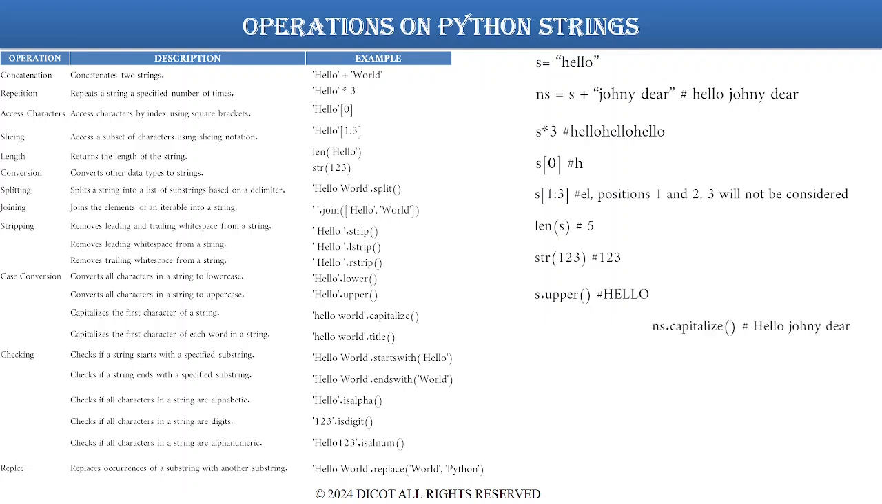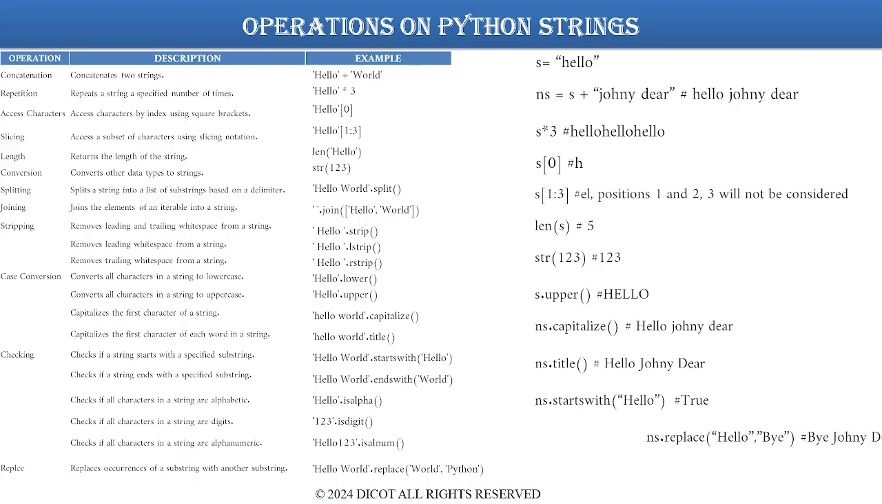ns.capitalize will capitalize the first letter of the string. So, h, which is a small letter, will become a capital letter now. ns.title will capitalize the first letters of all the words in a string. ns.startswith will check whether the string starts with the word hello. In this case, it is true. If we had invoked ns.startswith dear, it would have been false.